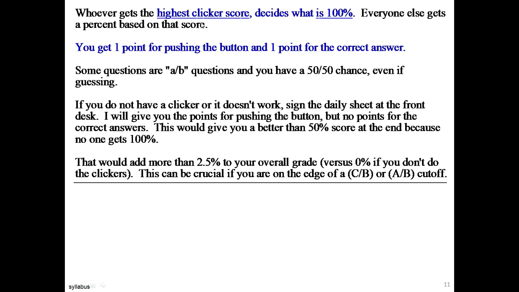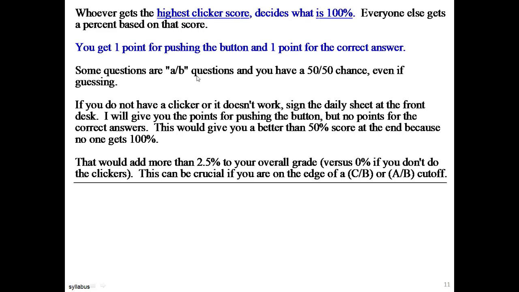Now in clickers, whoever gets the highest score decides 100%. Everyone else gets a percent based on that score. Remember, clickers are 5% of the grade. I give you 1 point for pushing the button and 1 point for the correct answer. So say there's an A-B question. That's like a 50-50 chance.